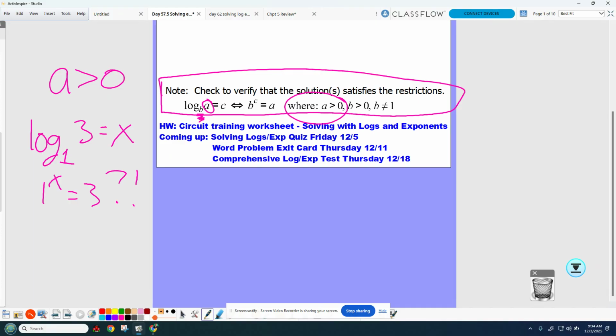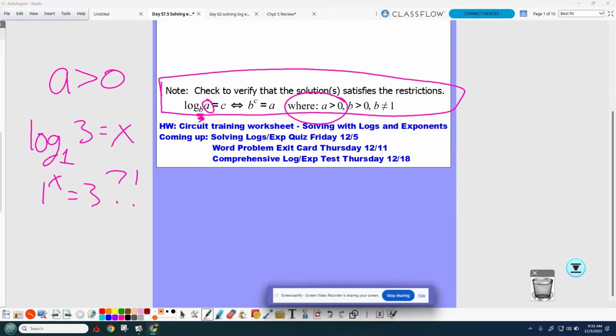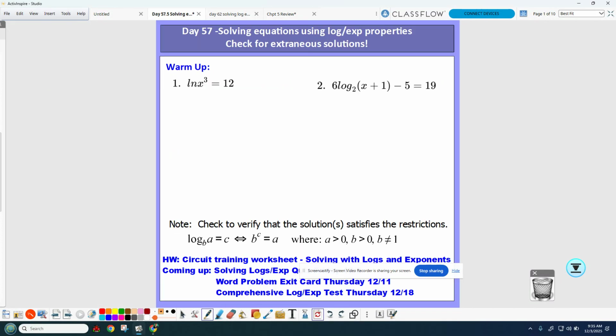So if they decide to get weird with you about logs, the base is not allowed to be 1, because when is 1 times itself some number of times equal to 3? It isn't. Okay. So we do have a quiz Friday, and I would like you guys to try these 2 problems. Talk to the people in your group, write them down.